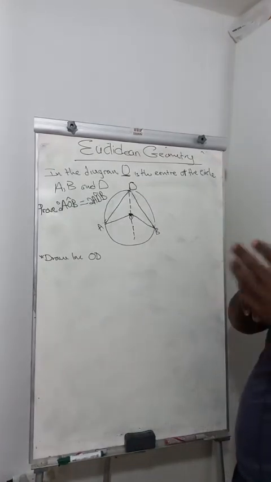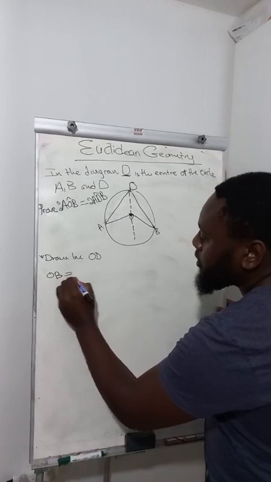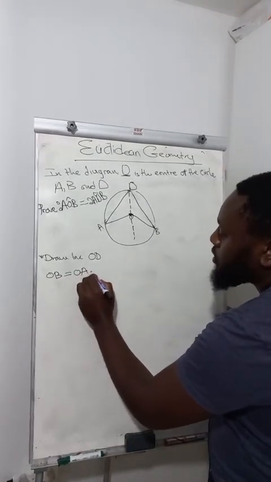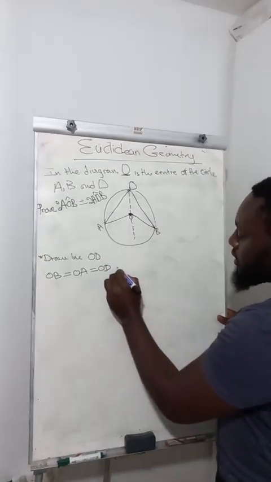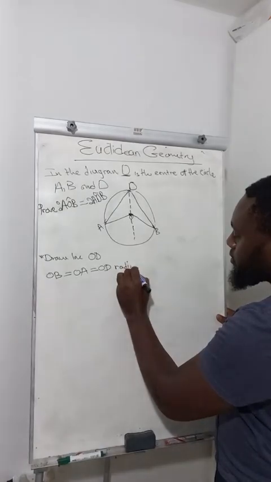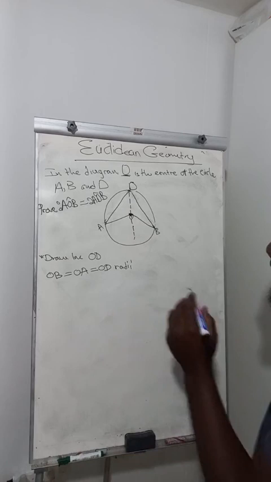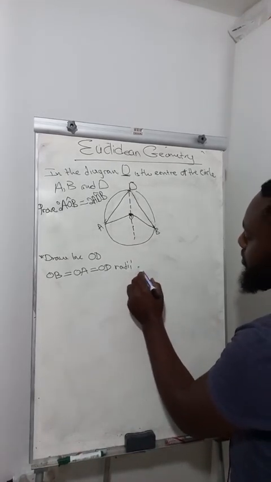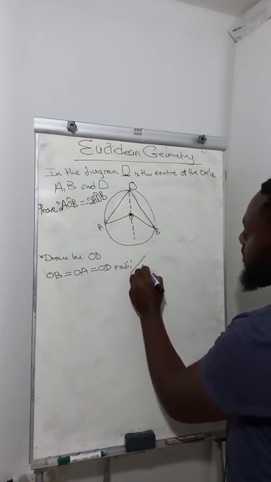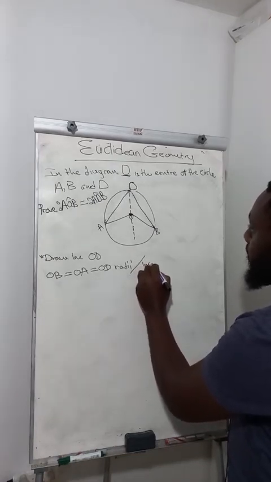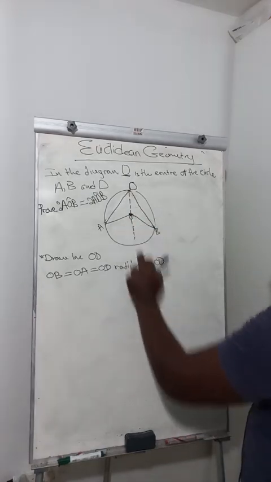So in this case, you'll then say OB is equal to OA, which is then equal to OD. These are radii now. In most cases when you're proving, you'll say line OD, this one which has been drawn.